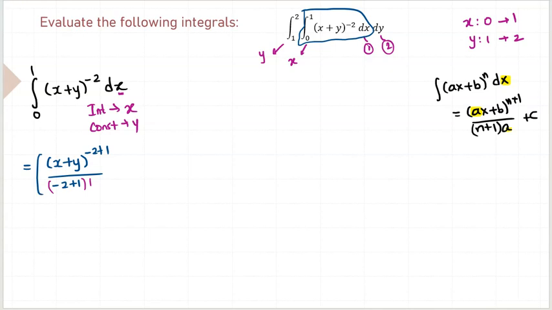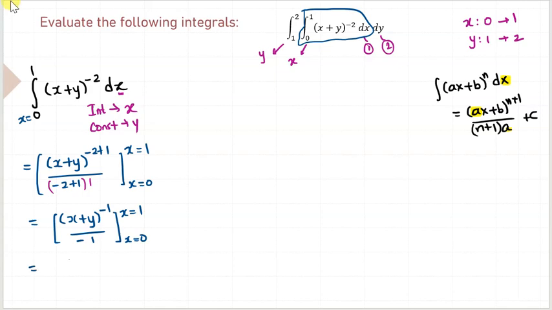It's the same. Okay. And the limits for x are from 0 to 1. These are the limits for x. Okay. So what does this give you? (x plus y) to the power minus 1 over minus 1, where x varies from 0 to 1. So this is negative, so you can write it as 1 over, because it will go in the denominator.